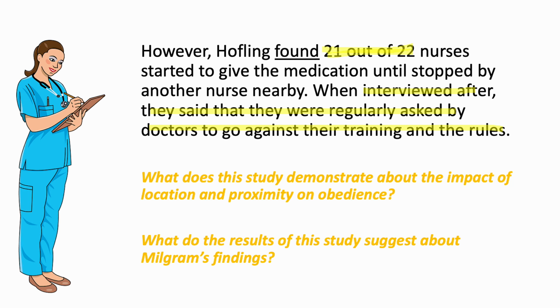And consider what it suggests about both location, so thinking about where this study was carried out, but also proximity, thinking about the fact that authority figure was over the phone. And what do these results also suggest about Milgram's findings? So 5 seconds and then we'll go through the answers.